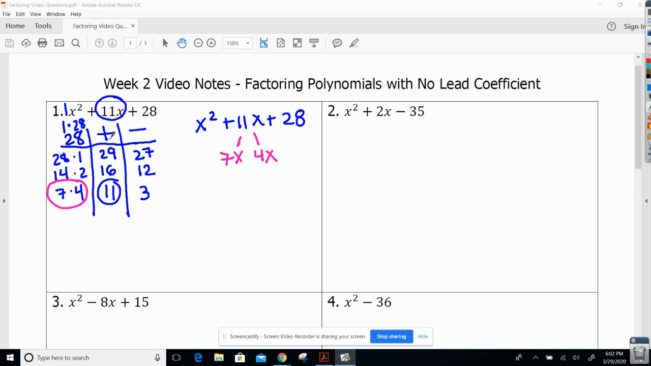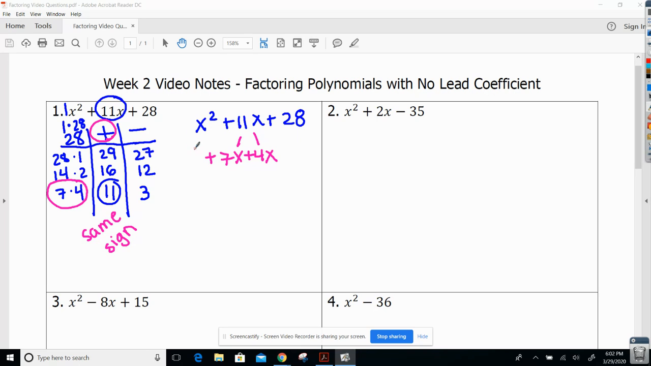Now, the next thing I want you to notice is that 11 fell under the plus column. If you think back, the plus column tells us that they are going to be the same sign. It doesn't tell us what the sign is, it just tells us that the sign is the same. So that means we're either going to have plus 7x and plus 4x, or minus 7x and minus 4x. All right, so to figure out which one, we're going to look back at our 11x. If you notice, our 11x is a plus, so that tells us we want plus 7x and plus 4x.